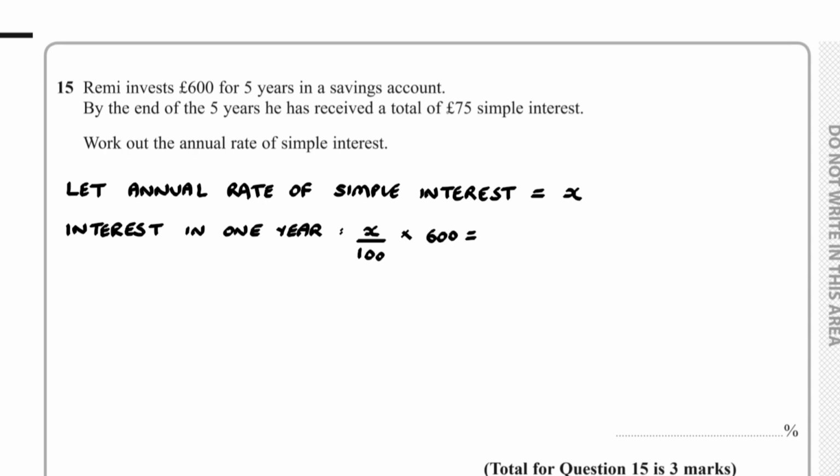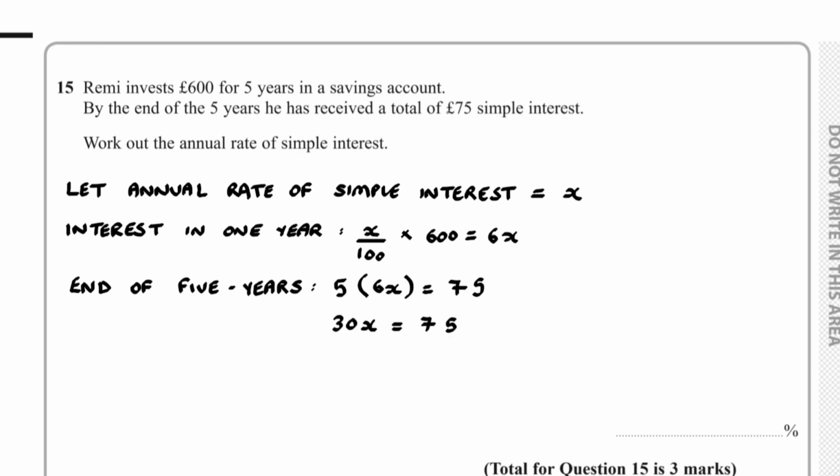So the interest for 1 year, we would have x over 100 multiplied by 600, because that's how much Remy's investing. So that's 6x. And so therefore at the end of the 5 years, we have 5 multiplied by the 6x, and that's going to equal £75. So that's the total amount of interest received. And from this we can find out what x is. 30x is 75, so x is 2.5. So we have 2.5%.